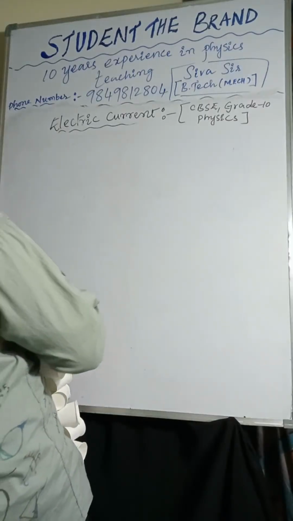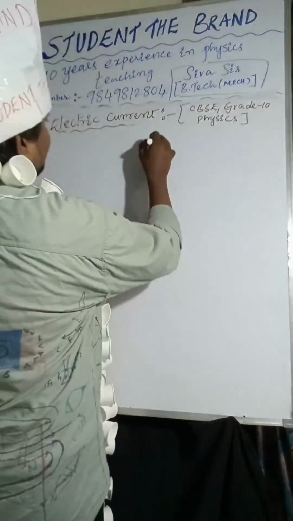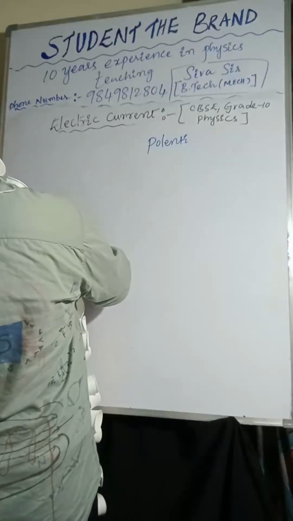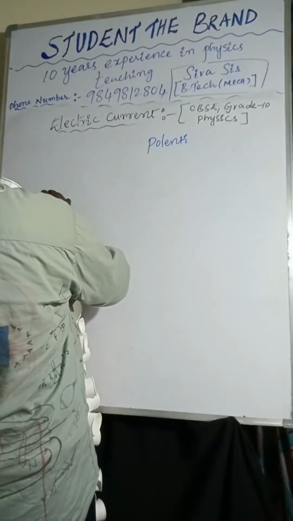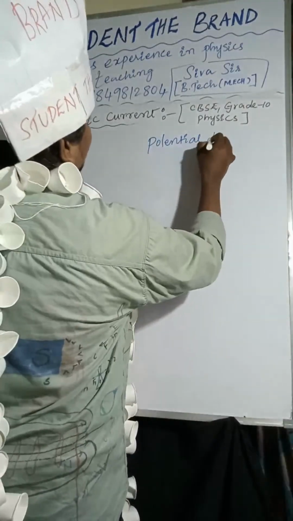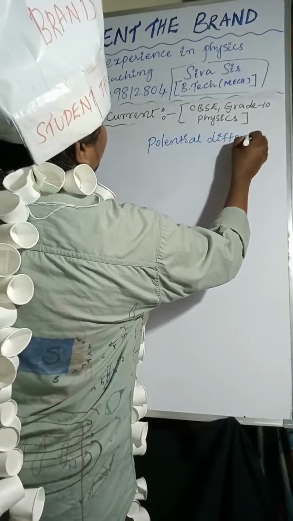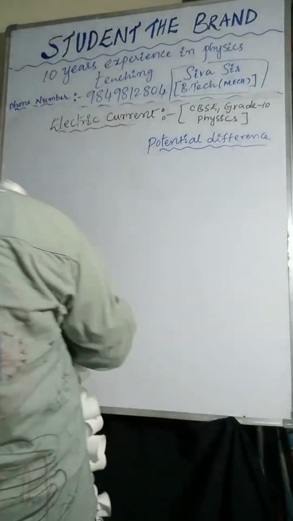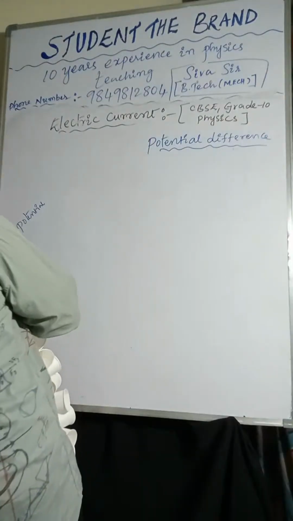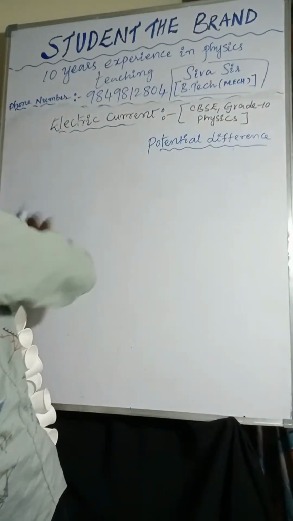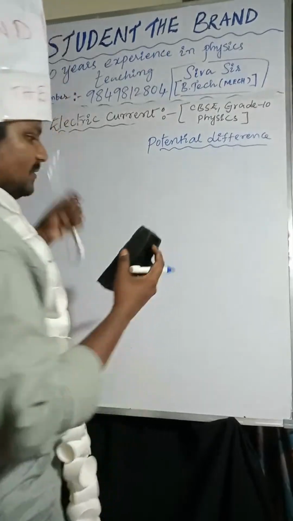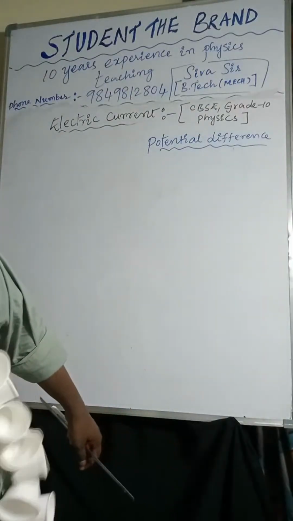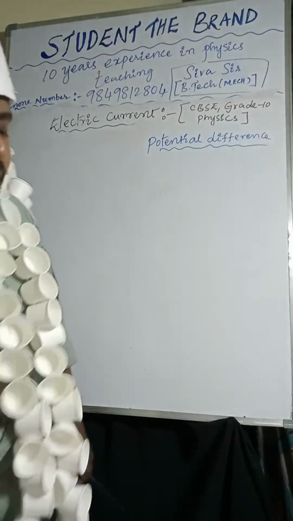Potential difference and electrical potential. Potential difference is the work we do to bring a unit positive charge from one point to another point. The work done to bring a unit positive charge from one point to another point is called potential difference within the conductor.